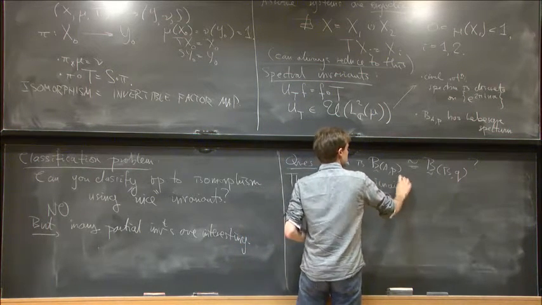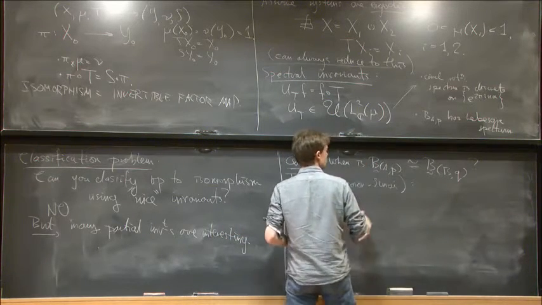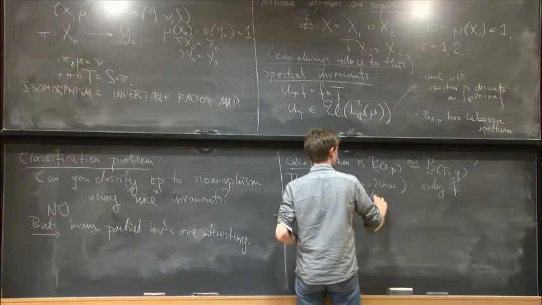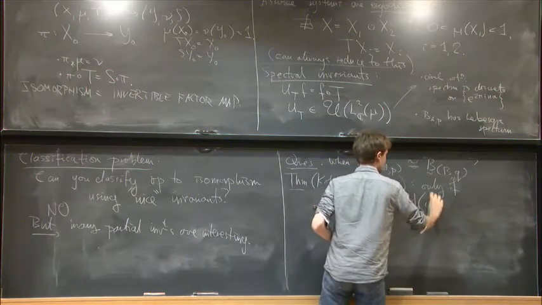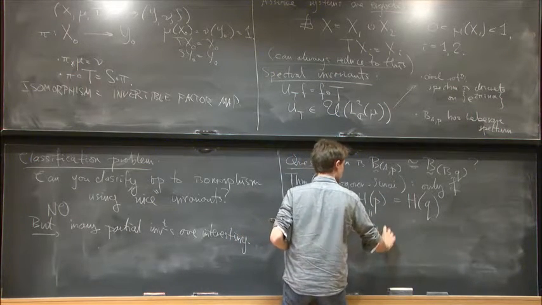I'm not confident enough to write that down. That this occurs only if the Shannon entropy of P is equal to the Shannon entropy of Q. So the Shannon entropy is this number from information theory. It's given by this formula.